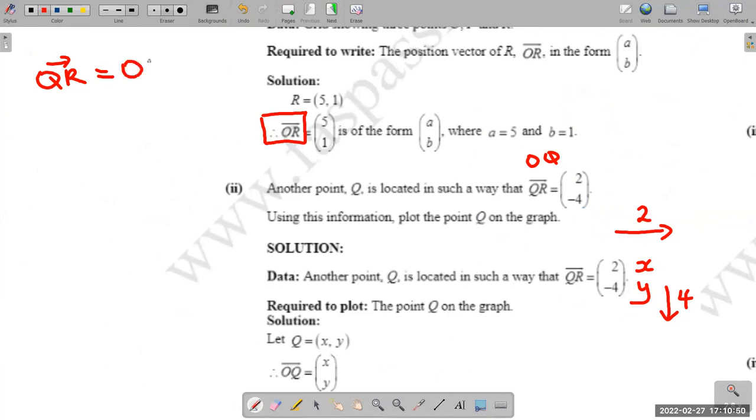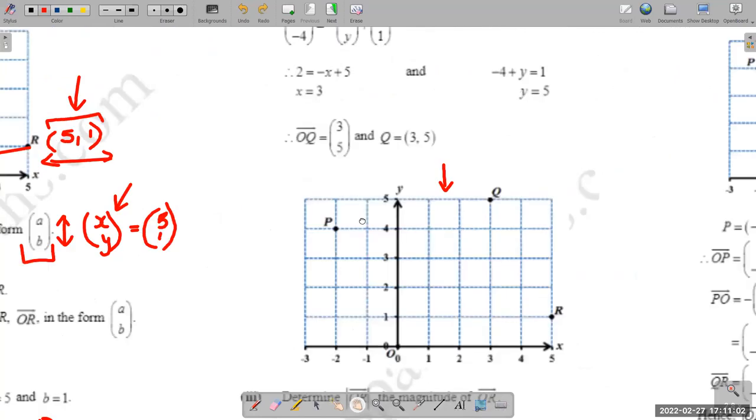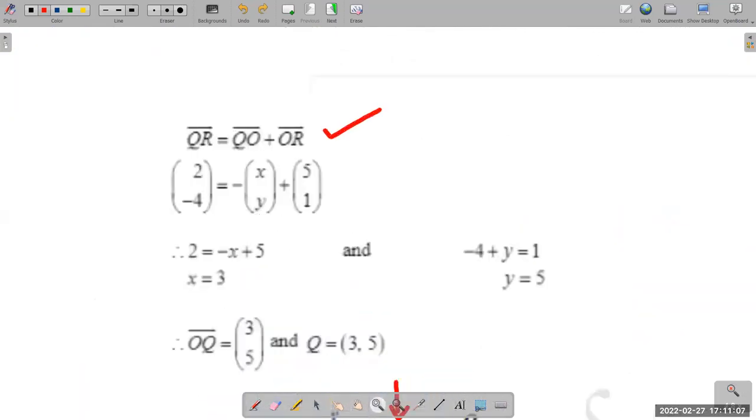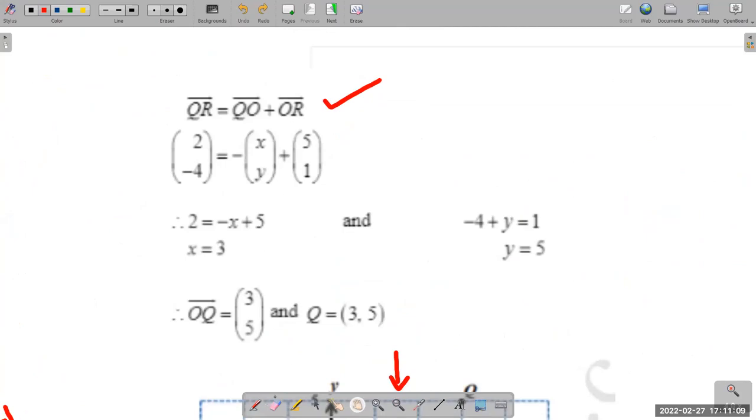Wouldn't that be OQ plus, sorry, not OQ. Let me change it. We were just looking at it just now, sorry. Let's go back up here. QO and not OQ. All right, so everybody seen the formula? So this is what we would have practiced a lot, the triangular rule or the triangular law.